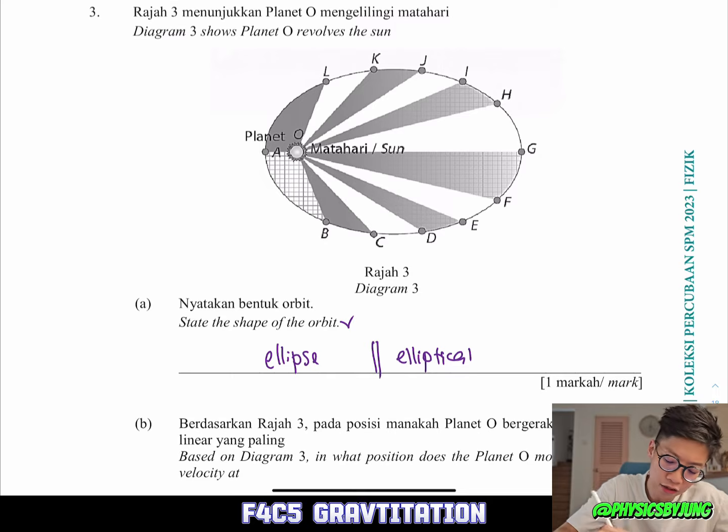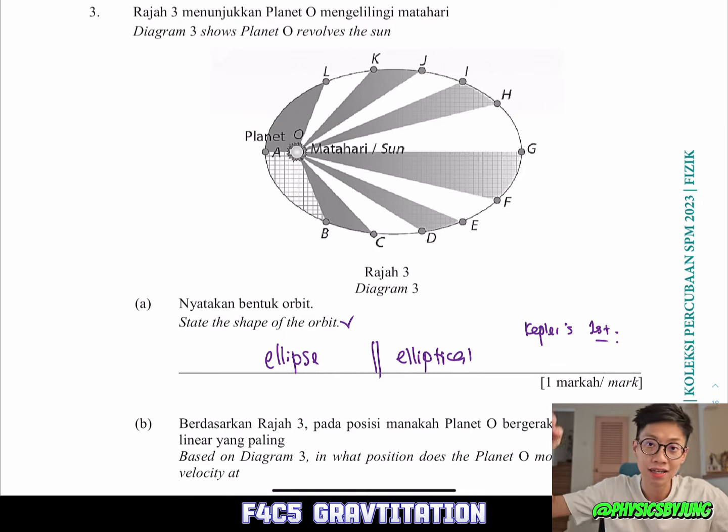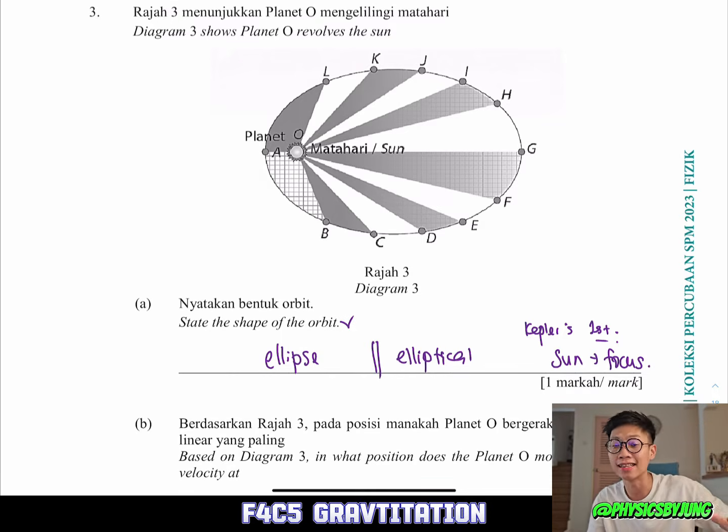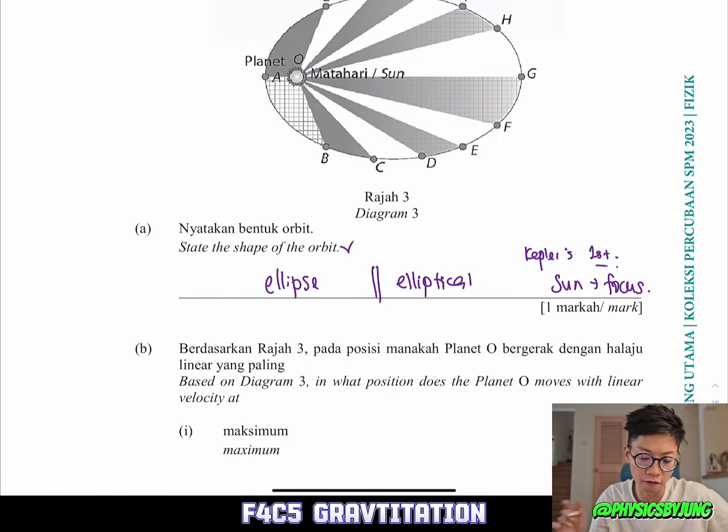Now, this is first related to Kepler's first law. It says that your orbit is an elliptical shape, and where is your sun? Remember, the sun is at one of its foci, not at the center, at one of its foci. So this is the elliptical shape focus.